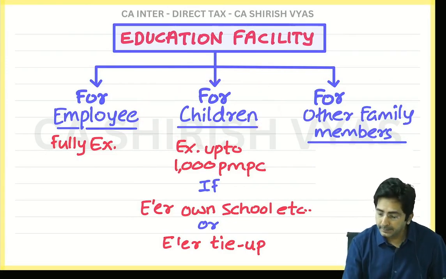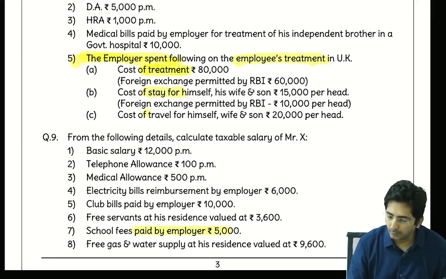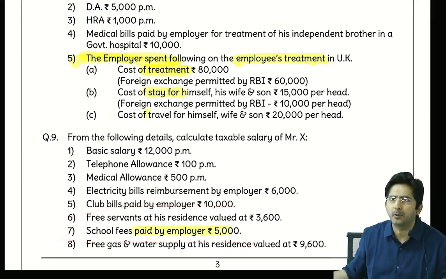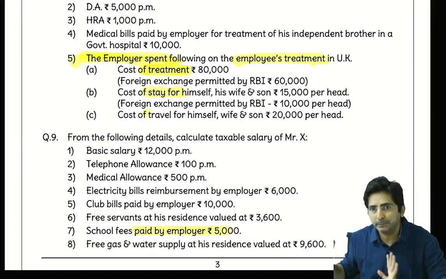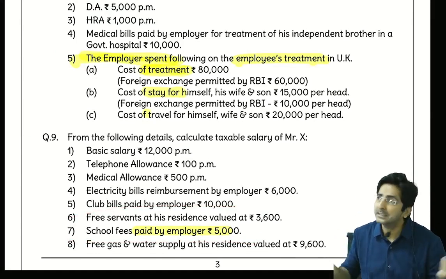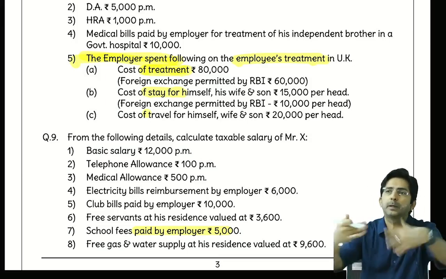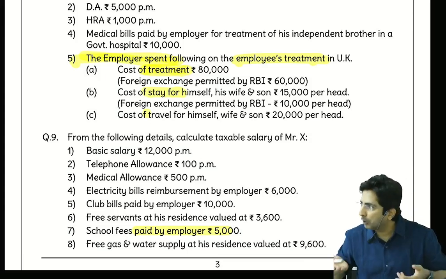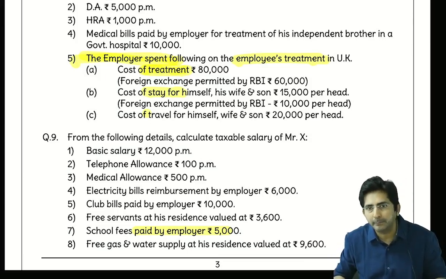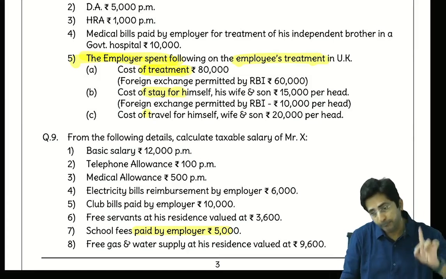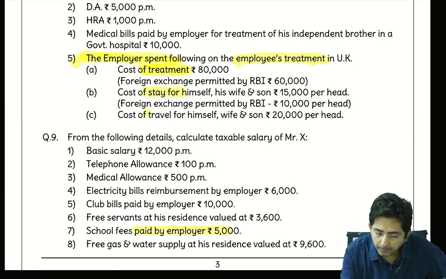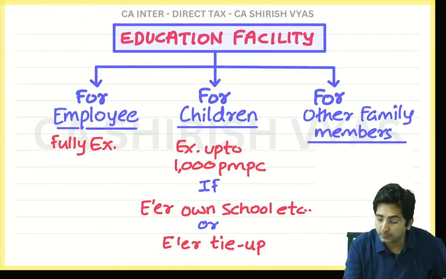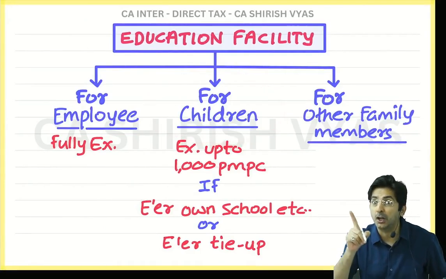Now check, is it own school or tie-up? What have they written? Simply school fees paid by employer. If it is own school, they will write, na. If it is tie-up, they will write, na. Nothing is given, so taxable. Sometimes they randomly give it like this. If they are not mentioning own school or tie-up, that means it will be taxable. But this own school rule is only if the education is for children.